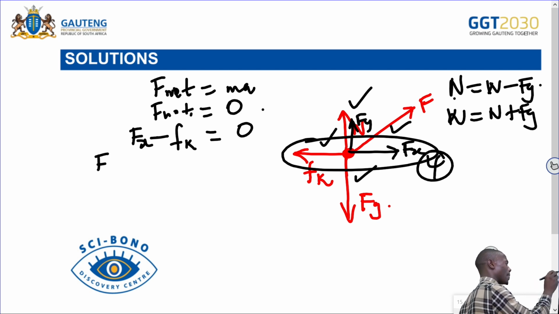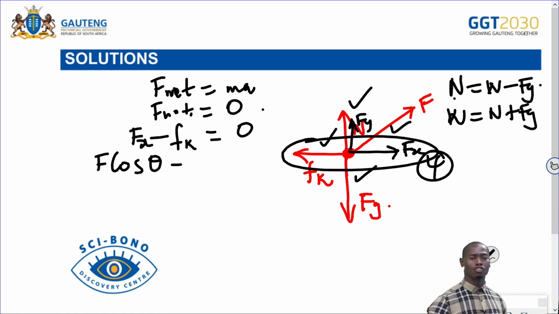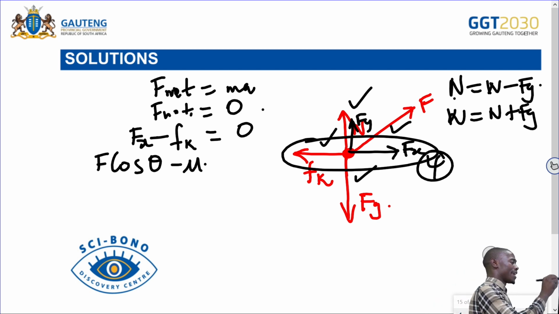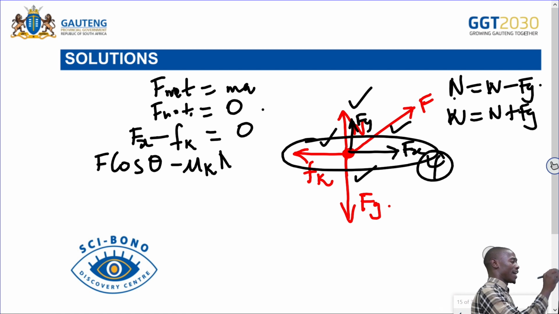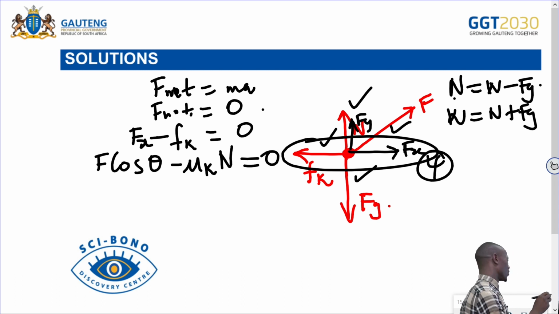F what? Cos theta. Am I given the magnitude of Fk? No, right? But I know that Fk is given by what? Mu k. Why mu k? I'm given the coefficient of kinetic friction. So it's mu k what? N. This is equal to what? 0. So I'm having F cos theta minus mu k N.